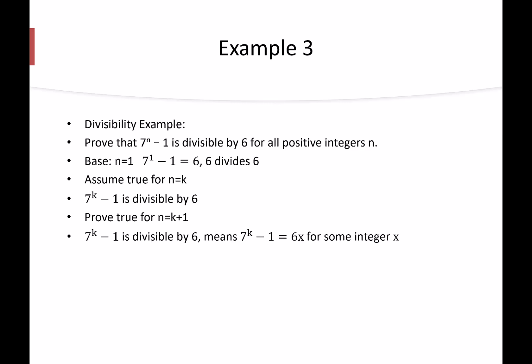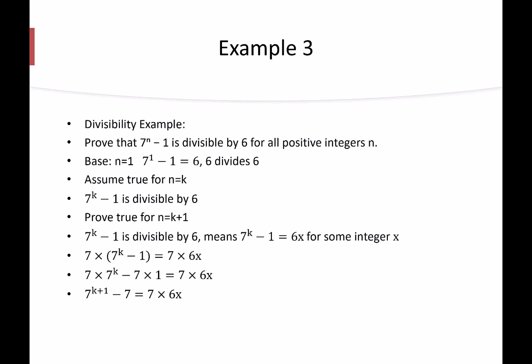The first thing we want to do is say since 7 to the k minus 1 is divisible by 6, that means 7 to the k minus 1 is equal to 6 times x for some integer x. Then we can multiply 7 to the k minus 1 and 6 times x by 7. 7 times 7 to the k is 7 to the k plus 1. 7 times 1 is just 7. On the right side, I want to leave the 7 times 6x alone. The key step is what I do next.